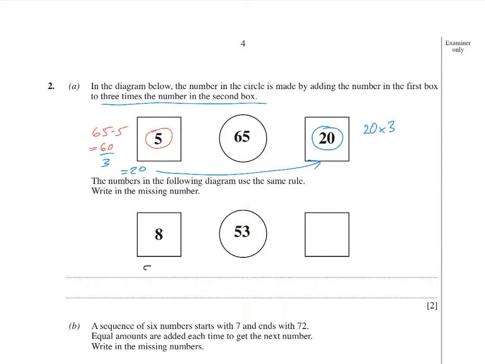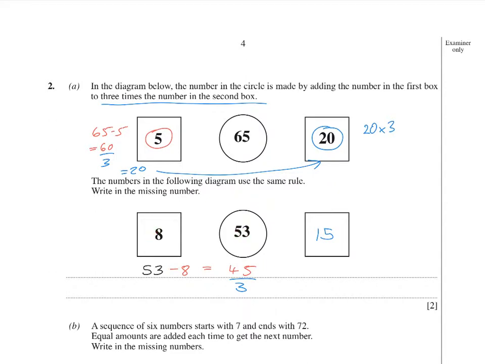So the first thing I'm going to do is 53 take away 8, and that answer gives me 45. The next thing I want to do is divide that by 3, because this number is 45, but that's been times by 3. So if I'm going to work out what that is, I need to do 45 divided by 3, which is 15. Okay, and I can do a check on that with my calculator as well. 3 times 15 is 45, add on the 8 is 53.